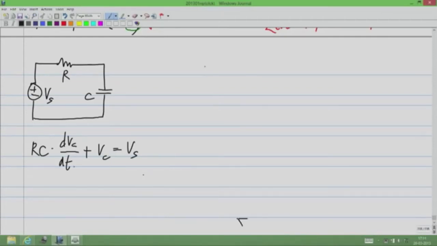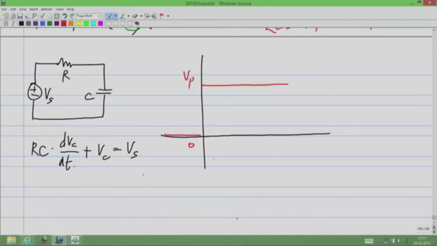Okay. So again, I will not take arbitrary functions for Vs, but I will take something that jumps from 0 to Vp at t equal to 0. So this red stuff is Vs of t. So for t greater than 0, the right hand side of this is a constant equal to Vp.